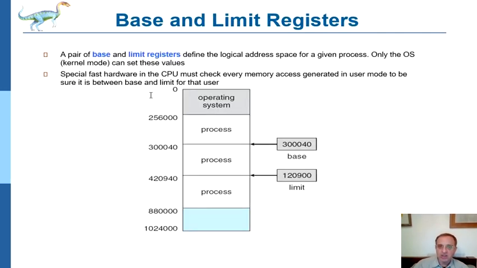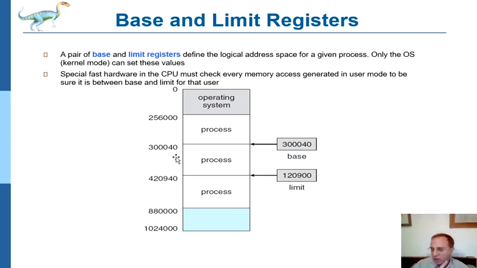Also notice in this picture, I'm not going to be able to get to the operating system code. I'm going to add my relocation register. The first relocation register will be 256,000, so I'll never be able to get to 0. The lowest process will not be near 0. It'll be already over here.